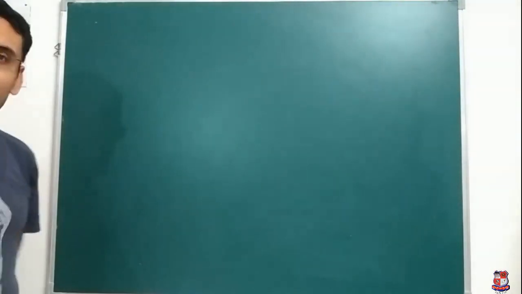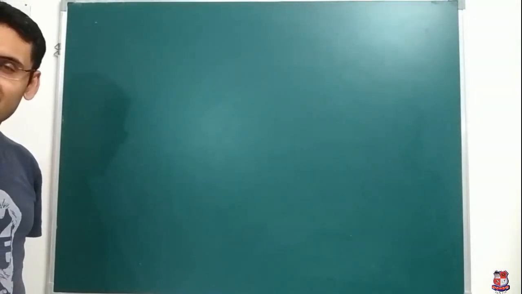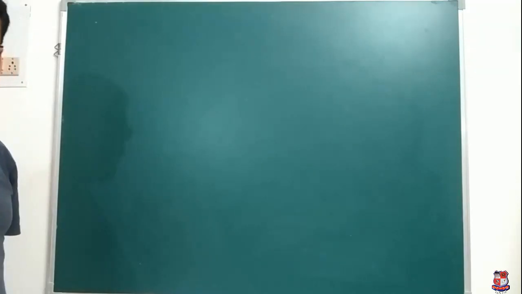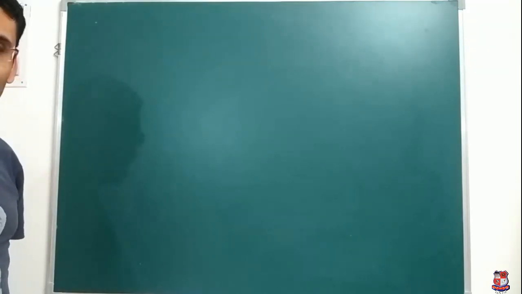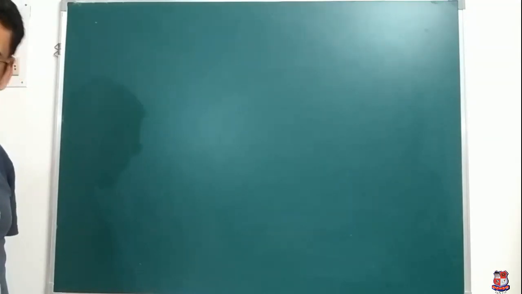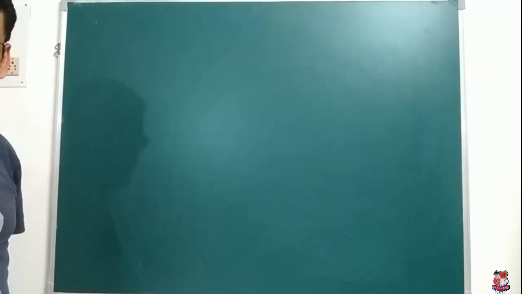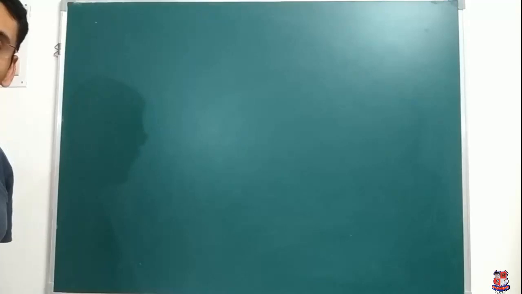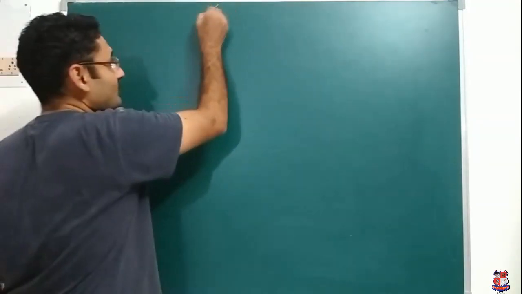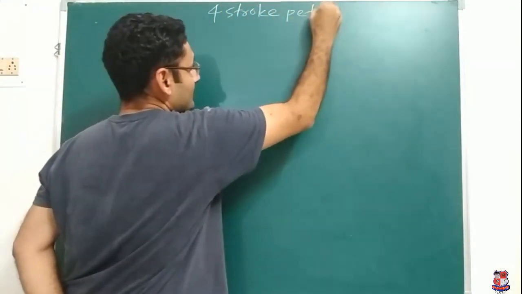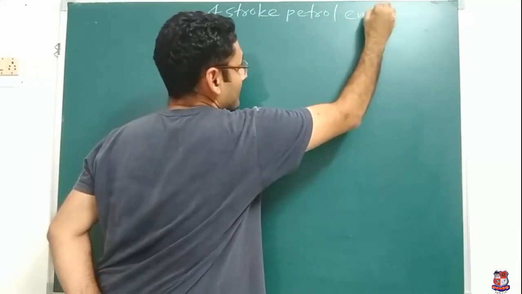A very good morning, good afternoon, good evening, good night, whenever you see this video. Today we will understand the working principle of different types of engines like 4-stroke petrol engine, 4-stroke diesel engine, 2-stroke petrol engine, 2-stroke diesel engine. But first of all, I will start with the working principle of the 4-stroke petrol engine. So first of all, we will make a heading indicating 4-stroke petrol engine.